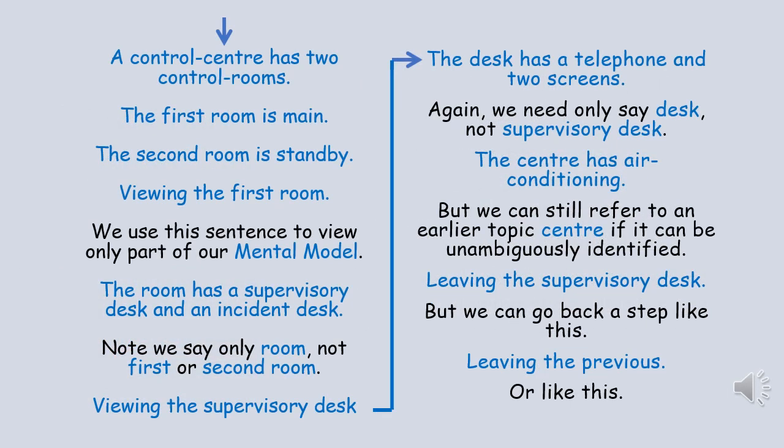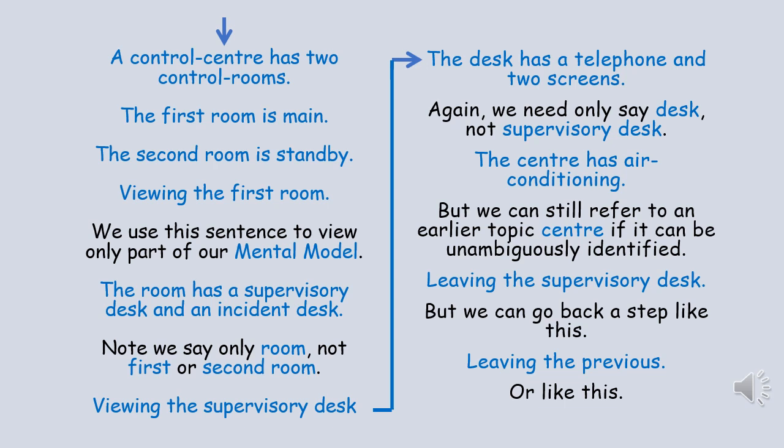So following through with these sentences, we begin with a control centre has 2 control rooms. Then the first room is main, then the second room is standby, then viewing the first room. We use this sentence to view only part of our mental model. So then we follow with the room has a supervisory desk and an incident desk. Note that here we say only room, not first or second room. So then we follow with viewing the supervisory desk.